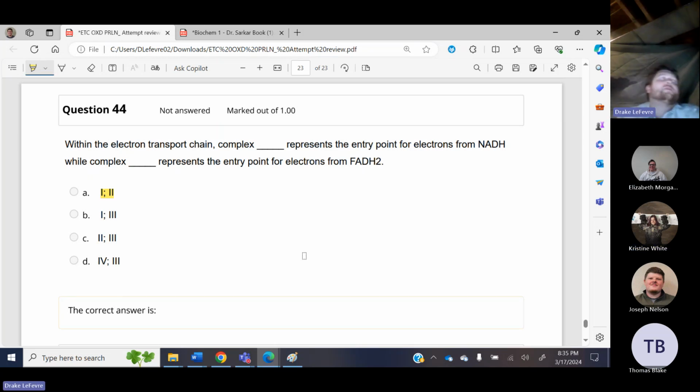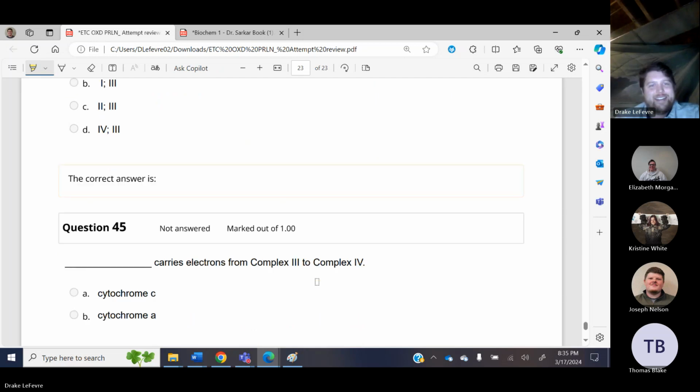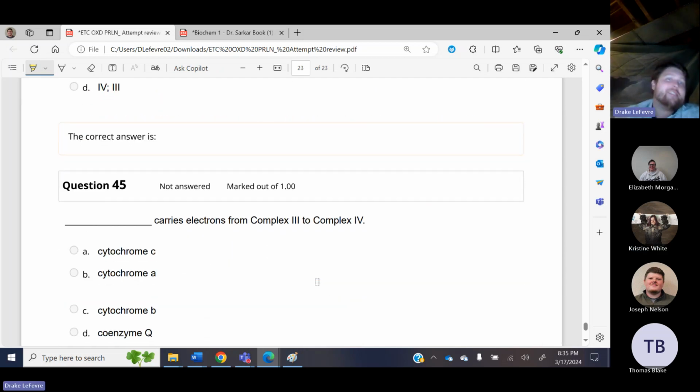CoQ transports the electrons to what cytochrome? B. Cytochrome B. What is the name of the chemical that blocks electron transport between cytochrome B and cytochrome C1? Antimycin A. Yeah. That made my brain hurt.